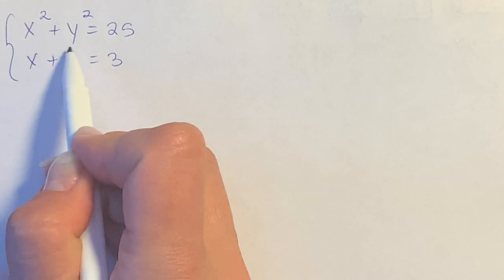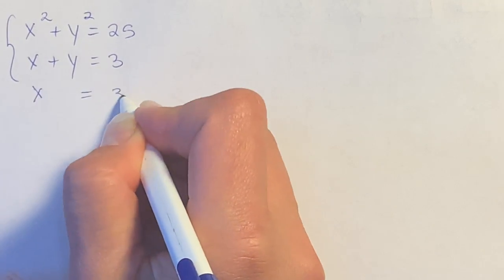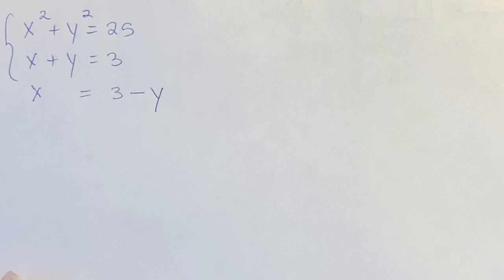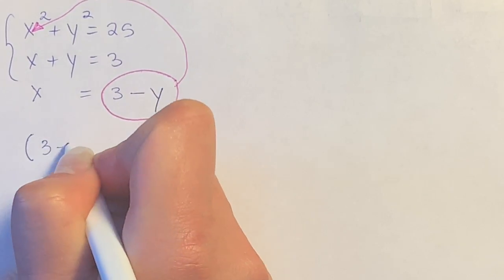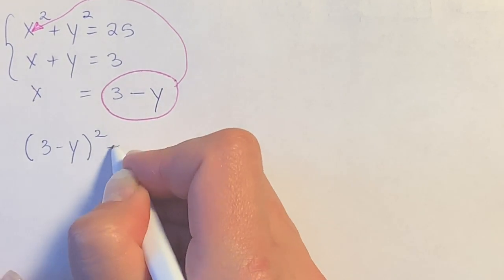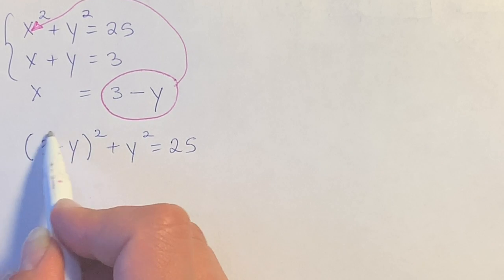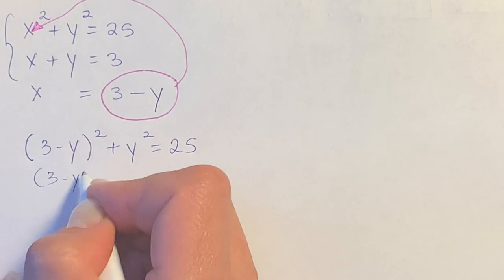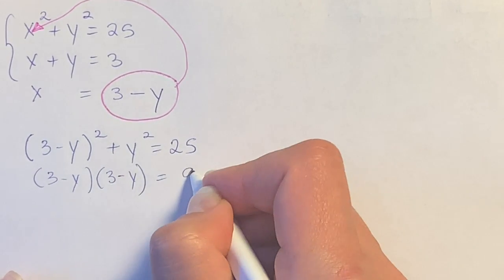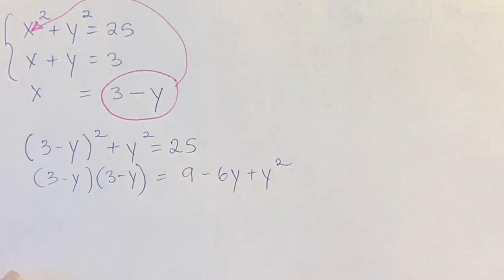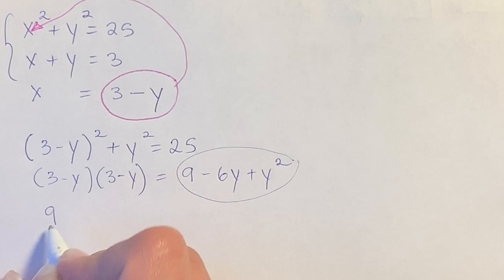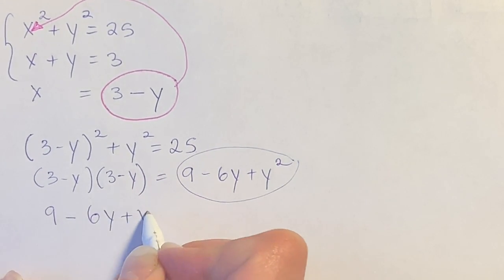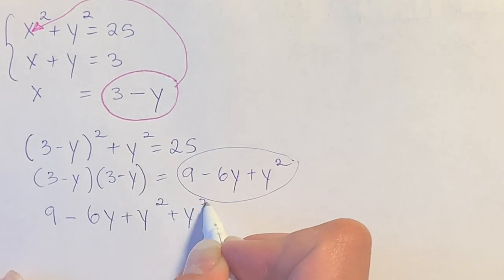So I'm going to take the y to the other side, and that will give me x equals 3 minus y. What I will do next is replace x inside of the first equation with 3 minus y. So this will now become 3 minus y squared, because the first equation tells me to take x and square it, plus y squared equals 25. I want to FOIL this because 3 minus y squared is 3 minus y times 3 minus y. FOILing it gives you 9 minus 6y plus y squared. So this first equation now is 9 minus 6y plus y squared plus another y squared equals 25.